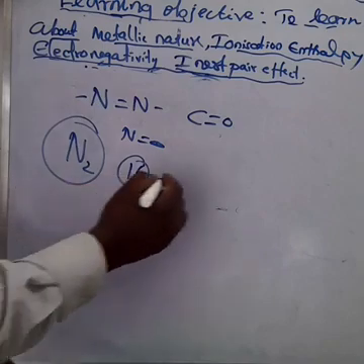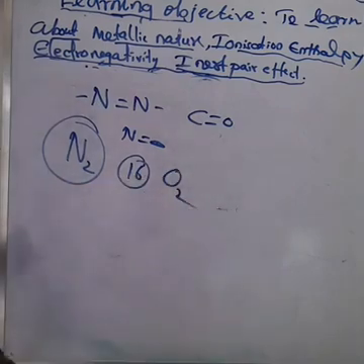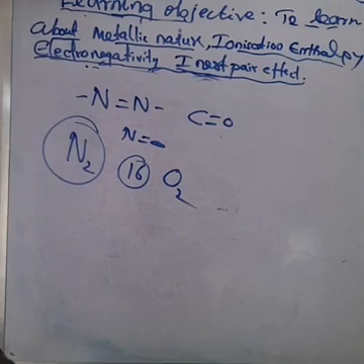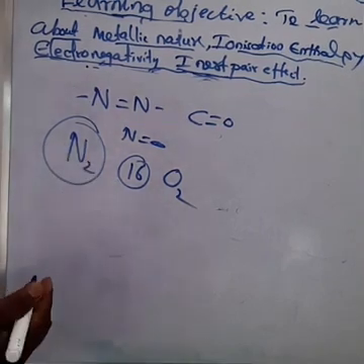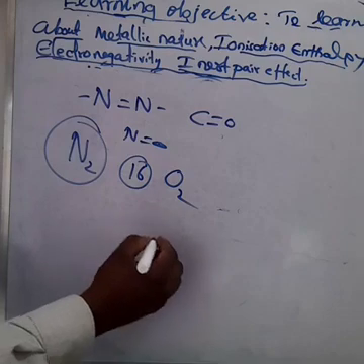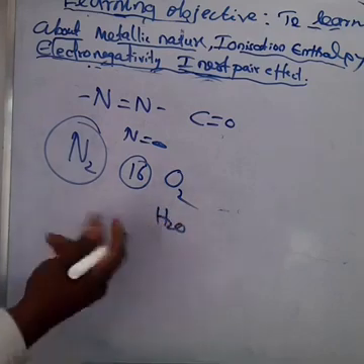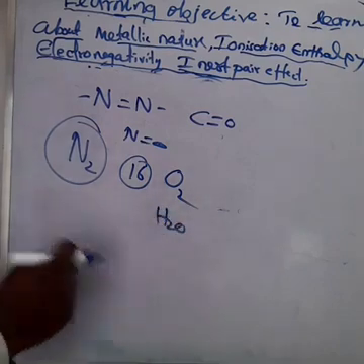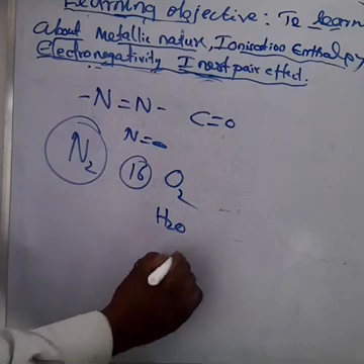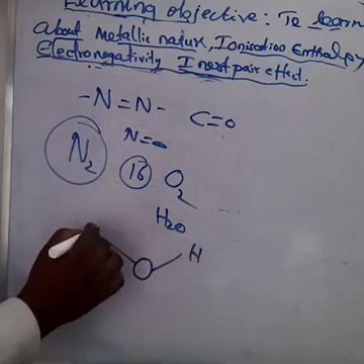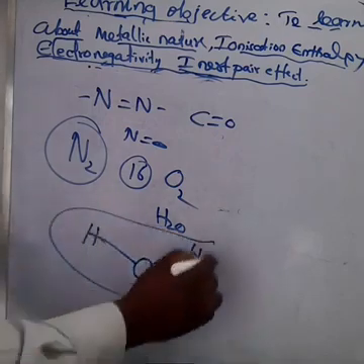Why? It is due to its high electronegativity and hydrogen bonding. What about the hydrogen bond? For example, take water. What is the formula for water? H2O. Oxygen can be bonded with hydrogen. This makes what? Hydrogen bond, the bonding of hydrogen.